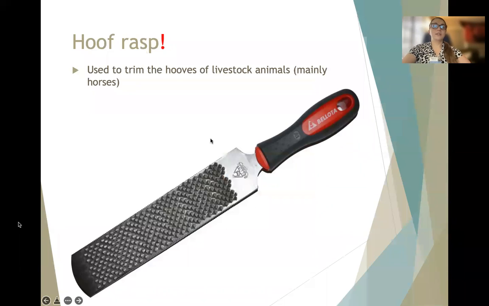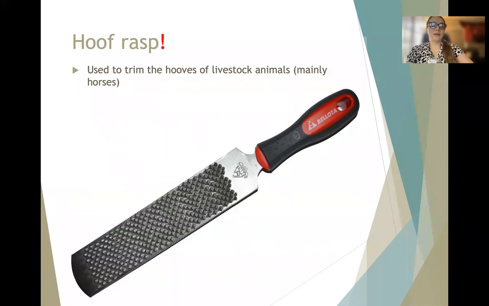And in conjunction with the hoof knife, we're also going to use this hoof rasp. The farrier is going to use this to trim the hooves of the livestock animals, mainly horses. This has the same effect as your nail filer. It's going to file down the hooves, make them nice and smooth before and after placing the shoes on them, or if they're barefoot and don't need shoes.